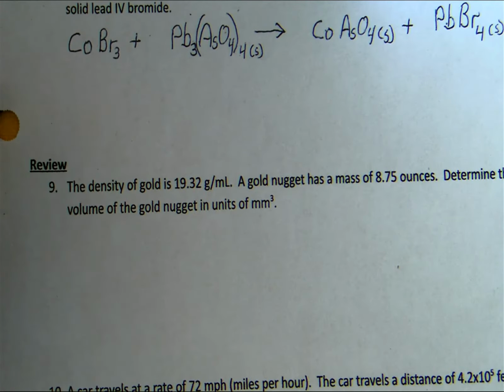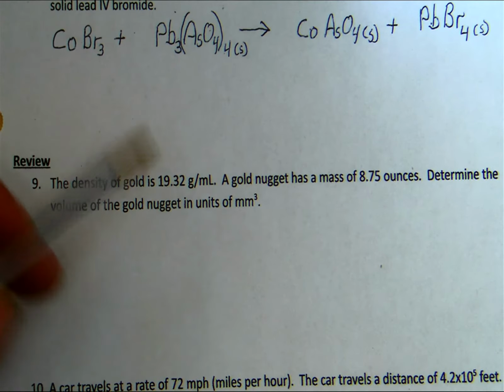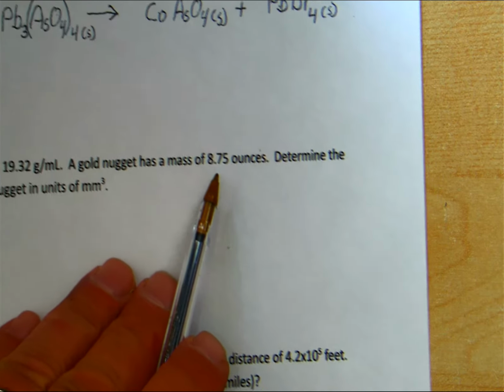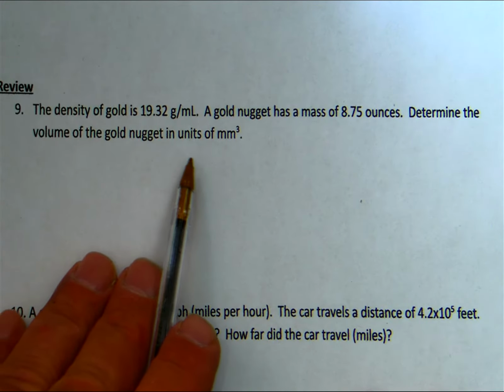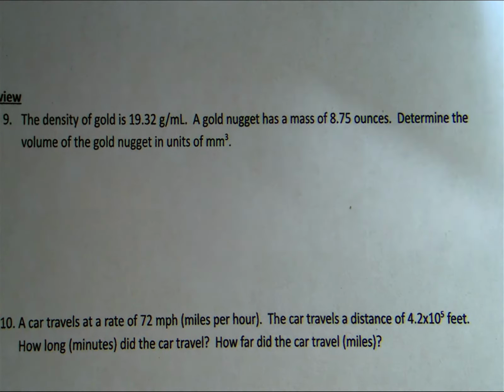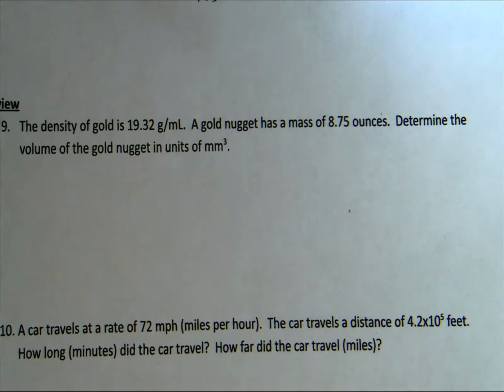For the review questions, the density of gold is 19.32 grams per milliliter. A gold nugget has a mass of 8.75 ounces. Determine the volume of the gold nugget in units of cubic millimeters. So you have to do several conversions here to make this thing work out correctly.